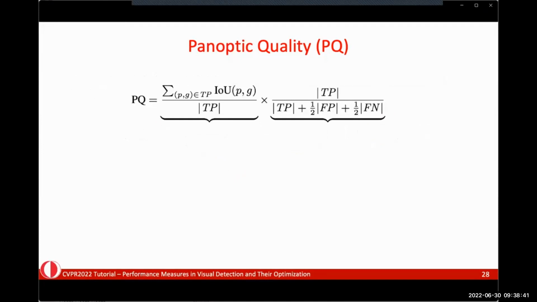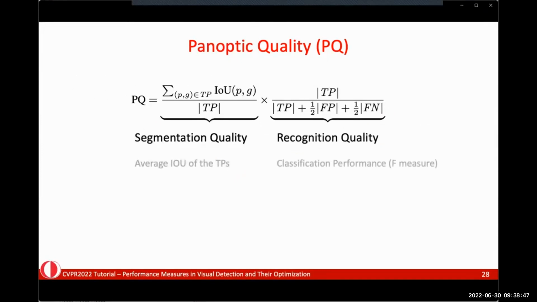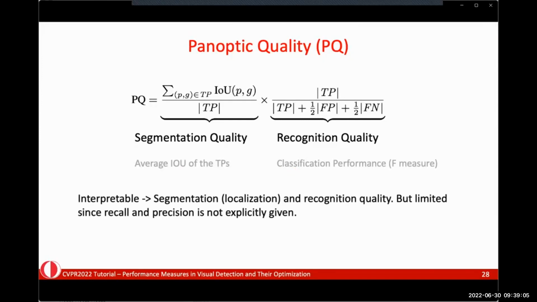PQ can be written as a product of two quality measures, segmentation quality and recognition quality. Segmentation quality represents the average intersection over union of the true positives, and recognition quality represents the classification performance in the form of an F measure. Overall, panoptic quality is interpretable in the sense that segmentation and recognition qualities are separately computed and can be reported. However, its interpretability is limited since recall and precision are not explicitly given.